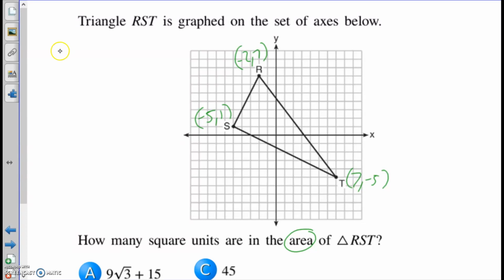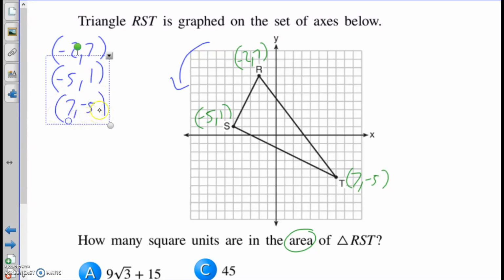Like I could start at point R. And you list them in columns, but then you have to list the points going counterclockwise, so around the figure this way. So the next point is -5, 1. And then the third point is 7, -5. And then you actually have to repeat whatever your first point was again. So repeat -2, 7. And then we multiply down this column diagonally.